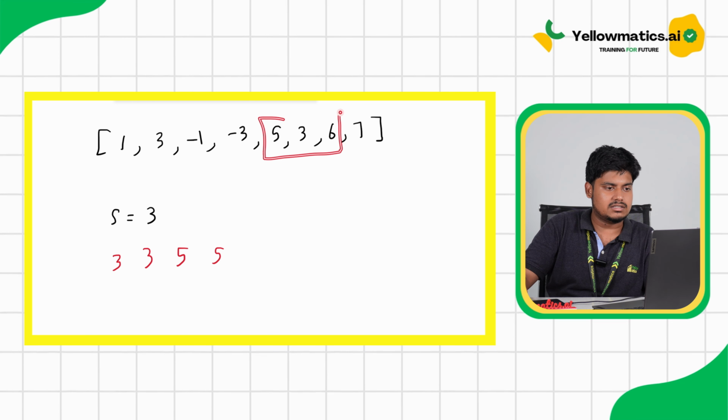At last 3. So 3, 6 and 7. So in this 7 is a maximum number. So we should need to return a 7. So this is our final answer. We should need to return.